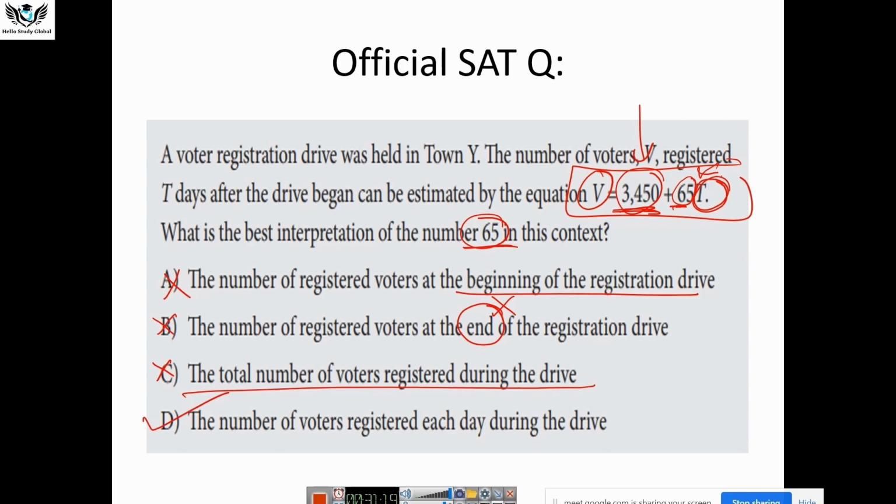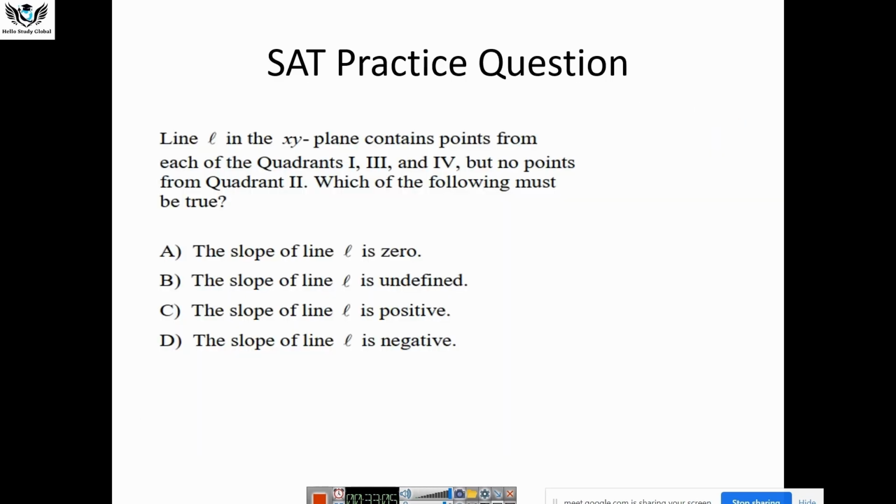So D is what we are left with. Number of voters registered each day during the drive. Each day into number of days, you'll get the number of voters. So D is the correct answer.